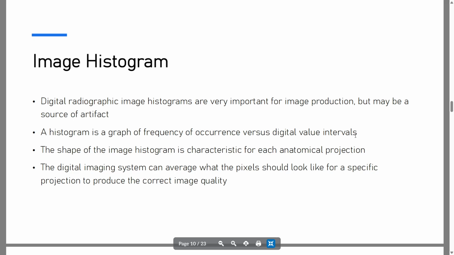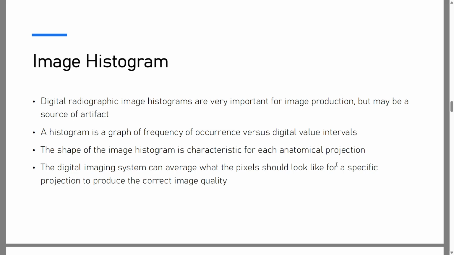So essentially, for each projection that you take, say a PA chest or a lateral chest, the computer knows what that image should look like based on the data that is provided to it. So it kind of stores all these image histograms over time, knowing that, okay, in that lung field, it's supposed to be dark. In the area where there's bone, there's supposed to be radiopacity. So it can average out what the pixel should look like for a specific image projection to produce the correct image quality.